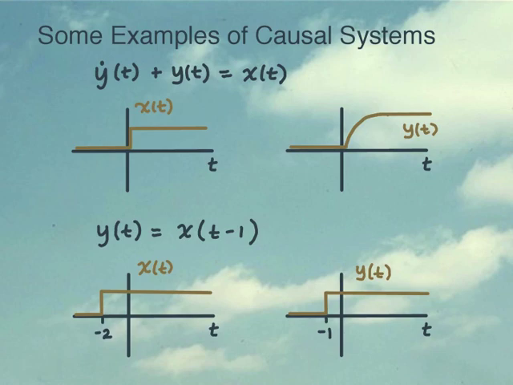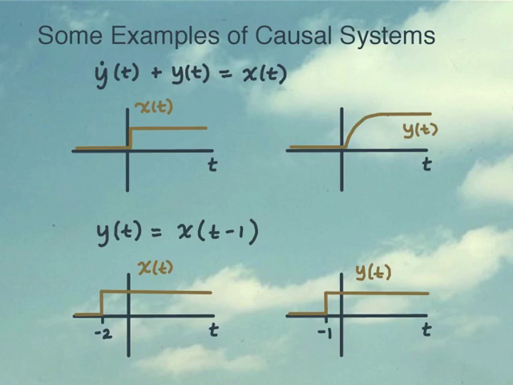Another example is the delay system, y of t equals x of t minus 1. The output is a delayed version of the input. So, for example, if we put in the signal x of t shown at the bottom of the page, which starts at time minus 2, the output will look as in the bottom right-hand corner, y of t starting at minus 1. So it's important to point out that the output of a causal system may be a non-causal signal.